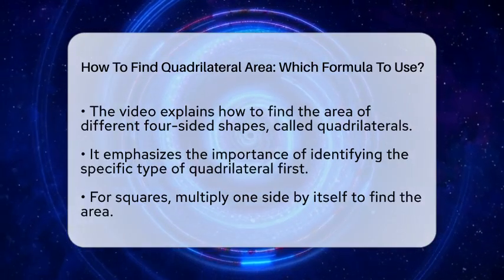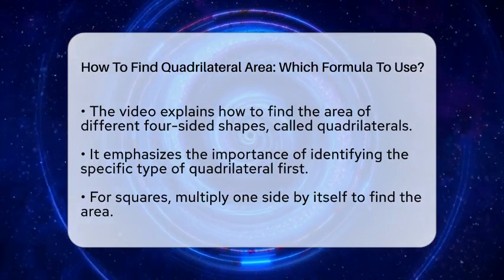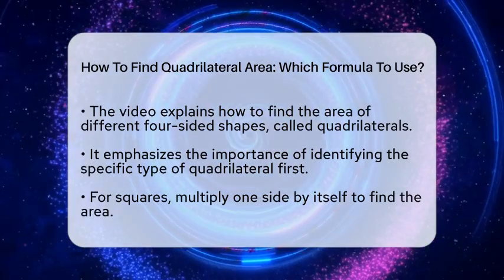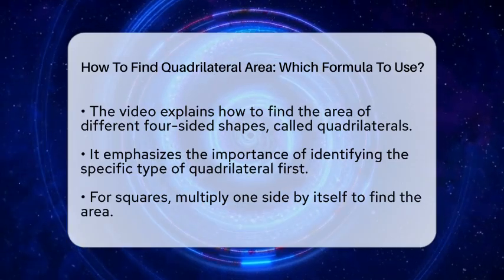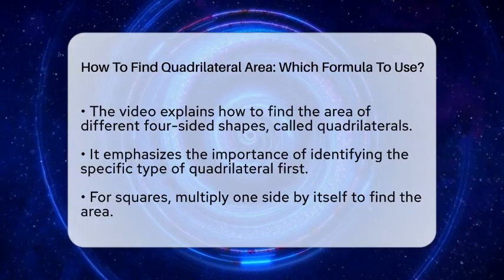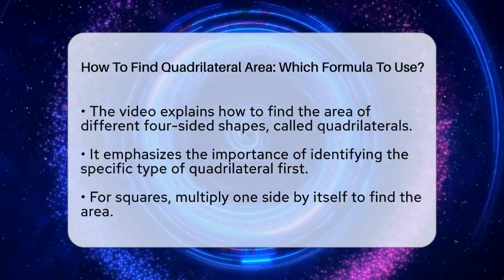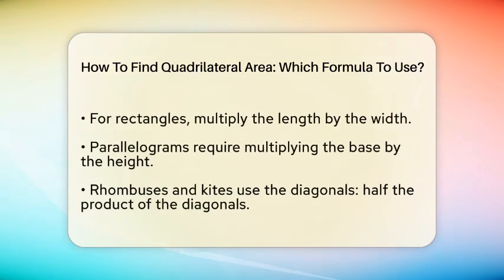First, identify what kind of quadrilateral you have. Is it a square, a rectangle, a parallelogram, a rhombus, a kite, or a trapezium? Each shape has its own way of calculating area. For a square, just multiply one side by itself because all sides are equal and angles are right angles. For a rectangle, multiply the length by the width, since opposite sides are equal and angles are right angles.